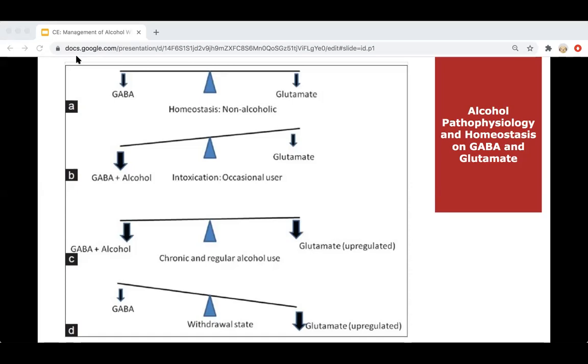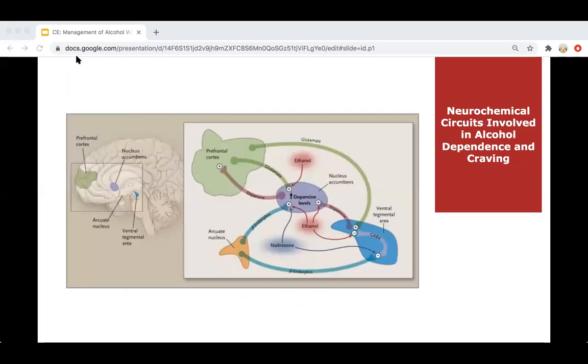This is really the mainstay issue with alcohol withdrawal, the imbalance of GABA and glutamate. There are other pathways that are affected in the brain from chronic alcohol use. So like I said, GABA and glutamate, but then also the dopamine and opiate systems are also affected.